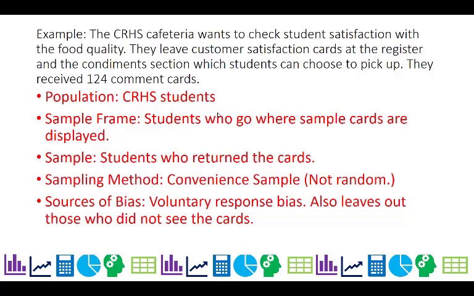And we also leave out all of those people who do not see the cards. Either they don't go into the cafeteria or they just don't see them. All right. Now, you could argue with student satisfaction with food quality, they're not too worried about the kids not going. But if they wanted to know how to make their menu better, then they are leaving out those kids who don't go to the cafeteria.